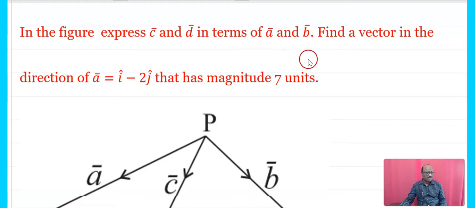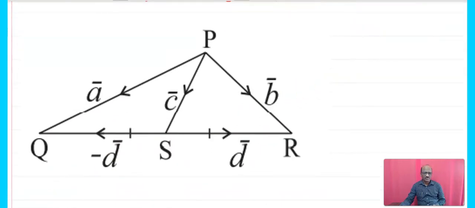Now the next problem: in the figure, express C bar and D bar in terms of A bar and B bar. Then, find a vector in the direction of A bar, that is i cap minus 2j cap, that has the magnitude 7 units. Now we'll solve this. Here we consider the two triangles, triangle PSQ and triangle PSR, and then express A bar in terms of C bar and D bar, and B bar in terms of C bar and D bar.